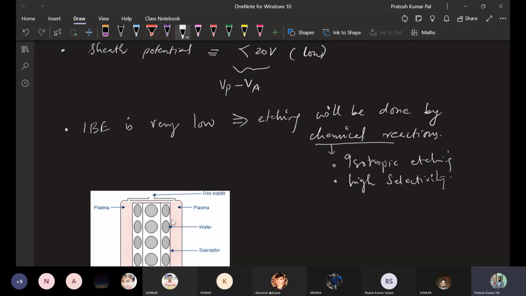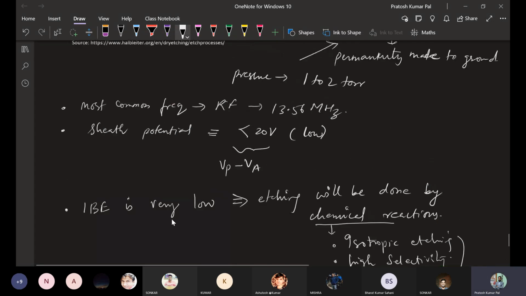So if it has poor anisotropic properties, then we need to use some inhibitors, because here chemical reactions are going to take place. To improve this, we need to use inhibitors. The inhibitor that is used here is C2F6 gas. So C2F6 gas is used as an inhibitor in this case, so that we can obtain an anisotropic type of etching.